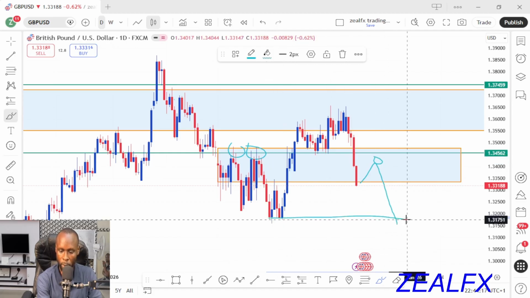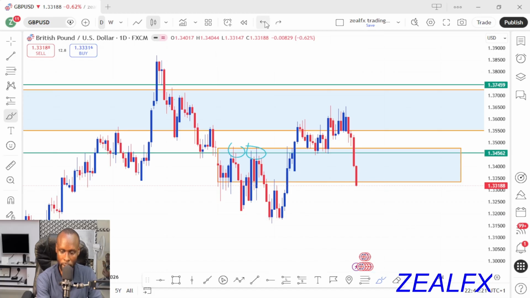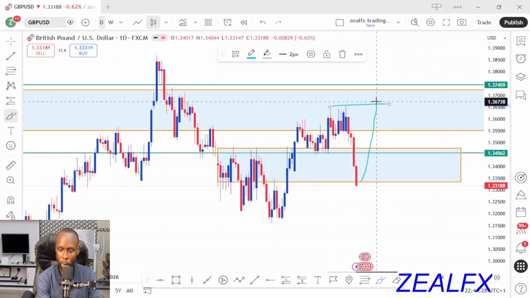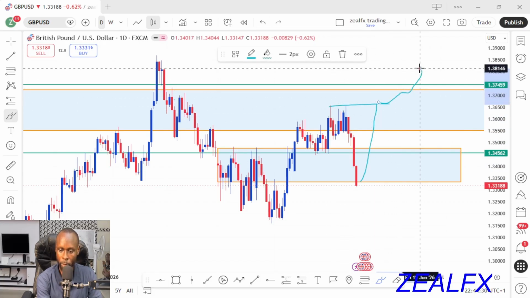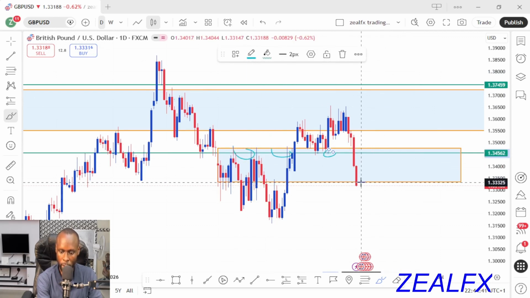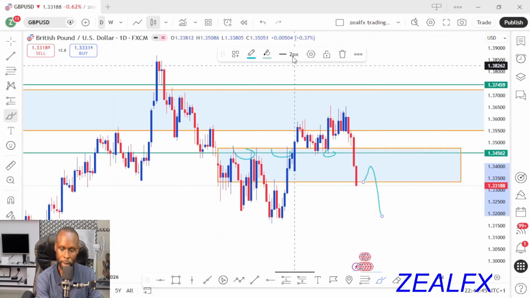So expect price to come to this area before you start looking for the selling opportunity of Pounds to this support level this week. Then for the buying scenario on the Pounds USD, we need price to break above this high, which is this high. Then we can start looking for price to buy to the top. So for this week, our major scenario will be to look out for selling opportunities from this resistance area on the Pounds USD. So we have to look out for our sell opportunity from those resistance areas this week.